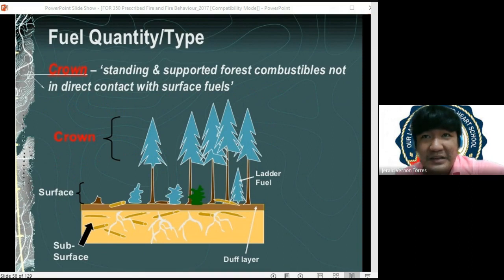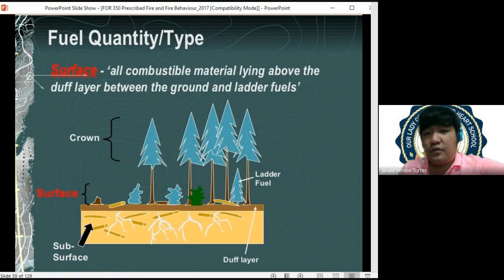So pag hinukay niyo yung lupa after a wildfire, makikita niyo burnt din yung ilalim niya, meaning there is a depth of penetration of wildfire underneath. And pwede rin nasa crown yung fuel natin. Andito yung source of fire natin along the crown. So yan. So pag surface, no? So meaning yung combustible material yan na nasa ground, no?